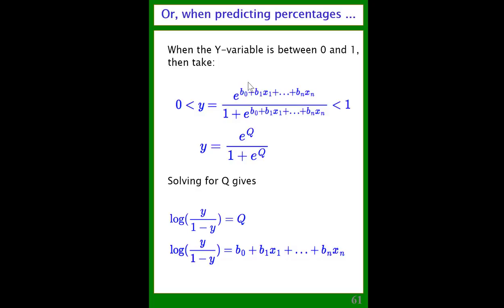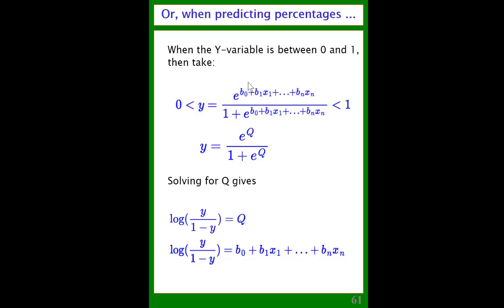Look at what happens here. If this thing, B0 all the way up to Bn xn, can change from minus infinity to plus infinity: if it is minus infinity here, you get 0 over there, or slightly above 0, so that's the left end. If this one goes to plus infinity, you get e raised to the power of plus infinity over e raised to the power of plus infinity plus 1, which is very close to 1. So then you are at that end. This will work. You do the math, you solve for y here, and then you see that what you need to do now is take, instead of the y that you have, the log of y over 1 minus y. And that'll ensure that your model nicely gives predictions that stay within the bounds of 0 and 1.